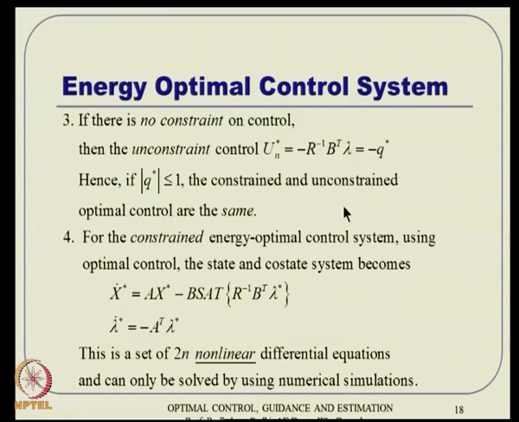And here is a critical observation. If the control is not constrained, then U_N star is just minus R inverse B transpose lambda, which is negative of q star. And hence, if this constraint is in place, that is, modulus of q star is less than or equal to 1, then the constrained and unconstrained optimal control are the same thing.